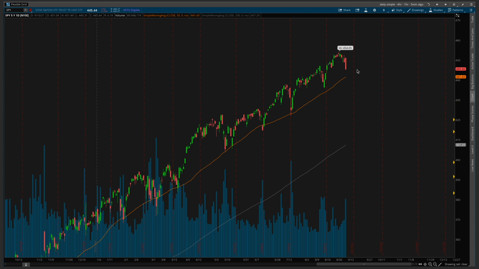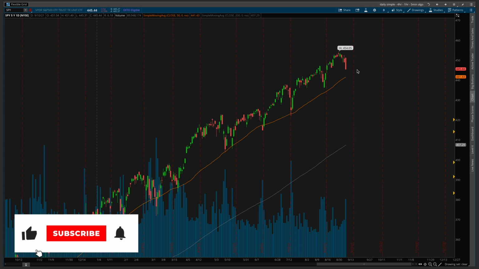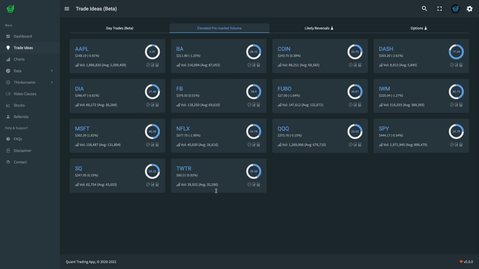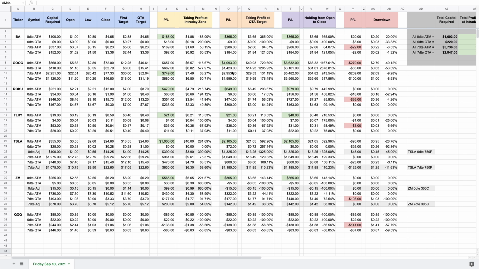Now, any of the members for Quant Trading App have been aware of this for the past couple months. However, I've never done an extensive review like the one I'm about to show you guys today. This is the Quant Trading App website right here, so we'll be taking a quick, brief overview of this, and then we'll also be looking at the results for the trade ideas that came out from that day.